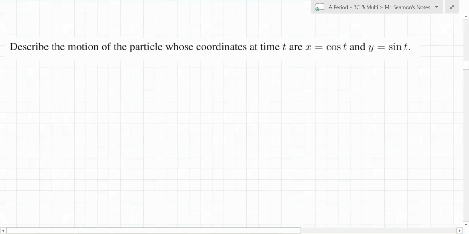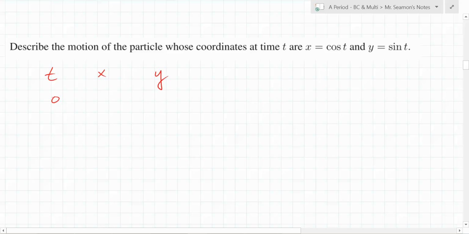Like with any equation, what's the best thing you can do? Let's say you were totally lost and you had no idea how to graph this or to describe the motion of this particle. What's the one thing you could always do? You can make a graph. But if you're going to make a graph, you need points to put on the graph. And what's a great way to write a table? Right. So let's make a table where we have time, x, and y.